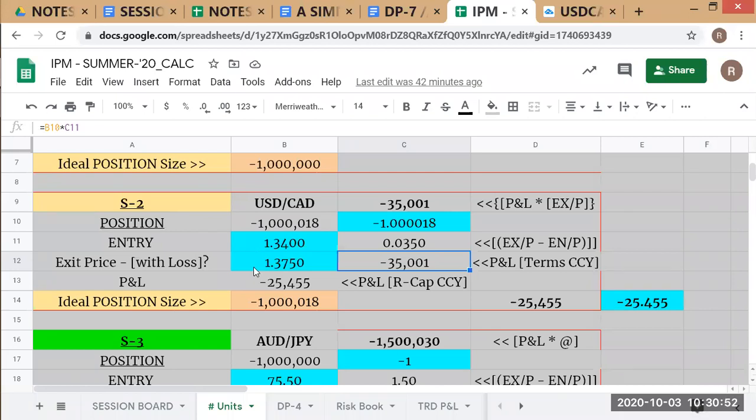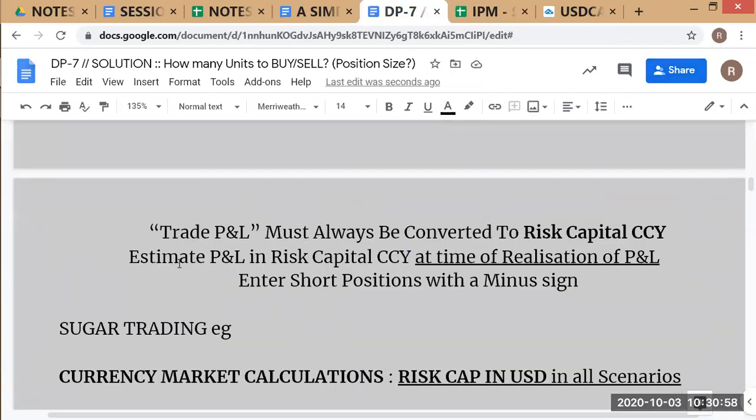Entry price and exit price, okay? So which one should I take? The answer to that comes from this guideline, that you have to estimate the P&L in the risk capital currency at the time of realization of the P&L.